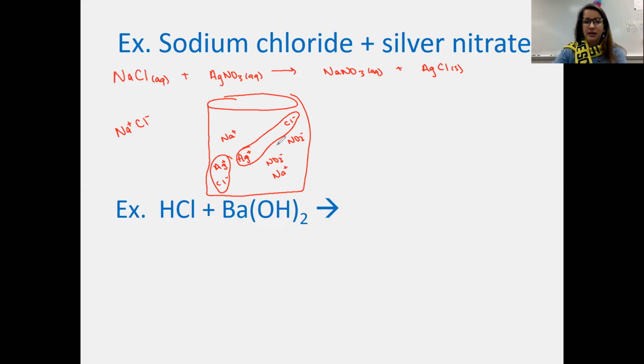That leaves your sodium and nitrate still just floating around in solution. That's why they're spectators. They didn't actually do anything. They're still going to be present in the solution after the silver chloride precipitates and falls out. Okay, so spectator ions are anything that's still an ion after the reaction has taken place.